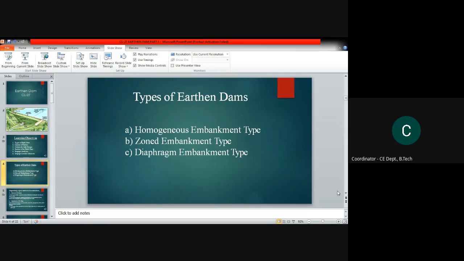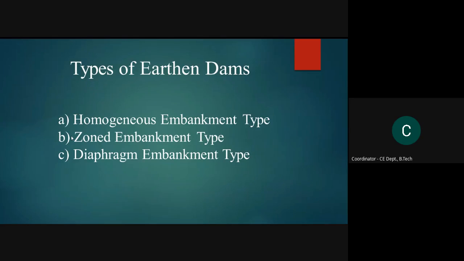So now, the types of earthen dams. These are the three major categories of earthen dam we will study. The first one is the homogeneous embankment type. The second one is the zoned embankment type, and the third one is the diaphragm embankment type.